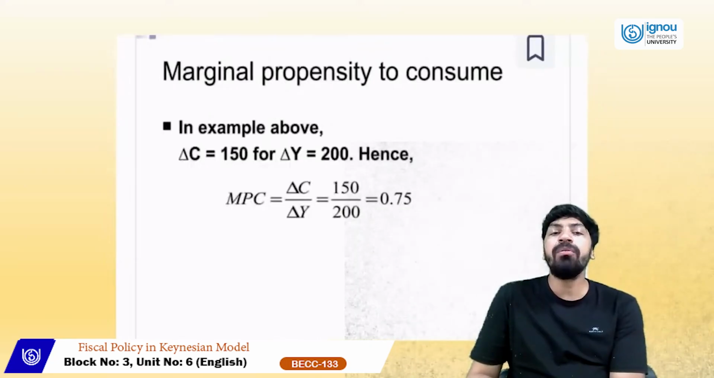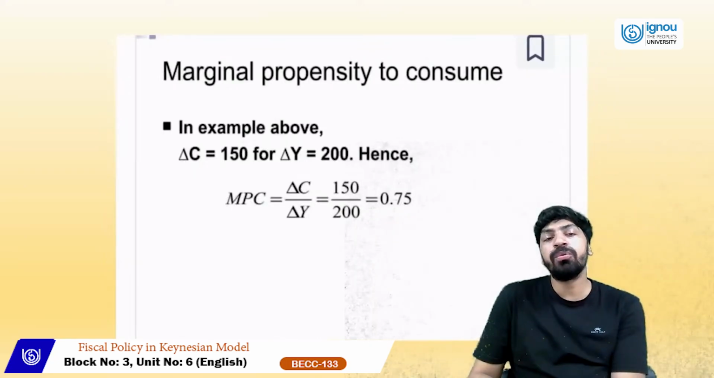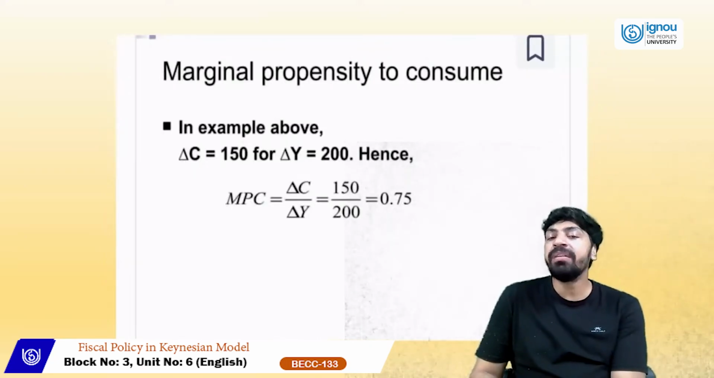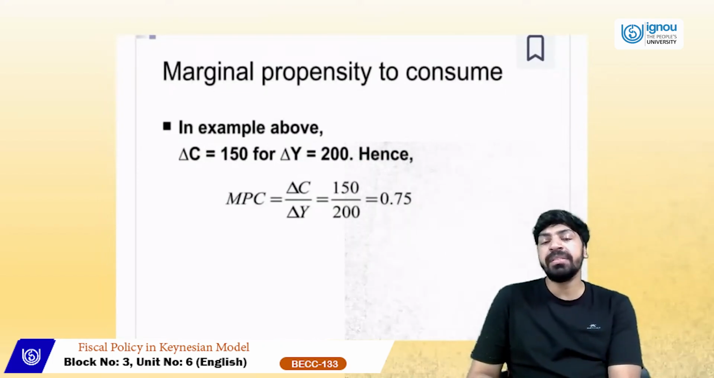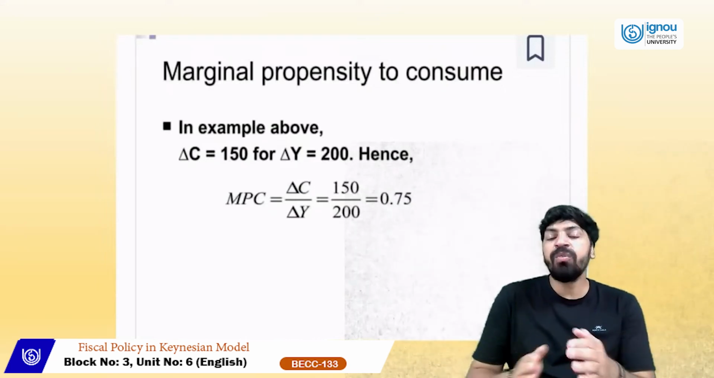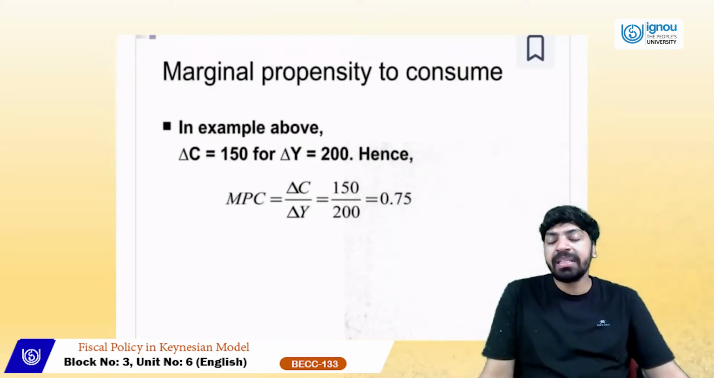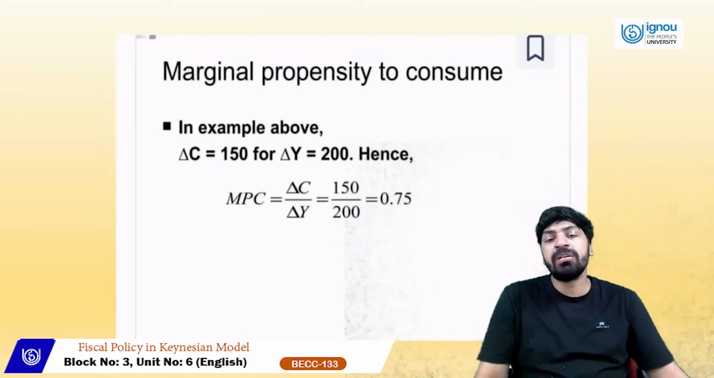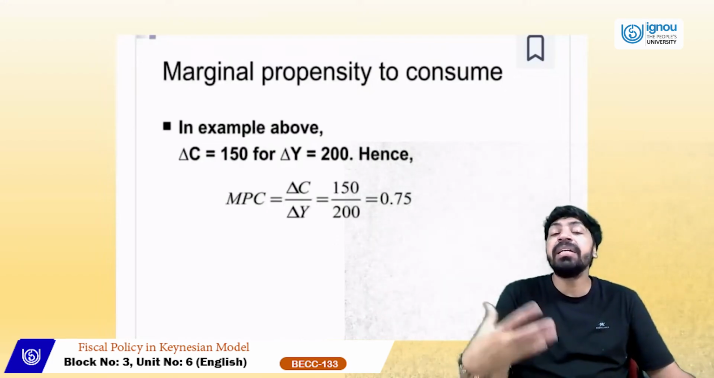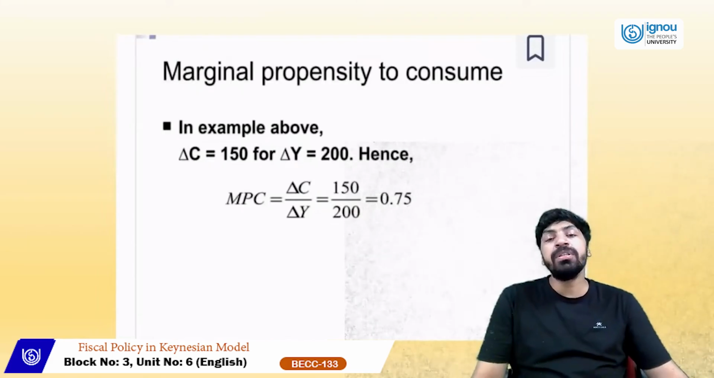So this is how, as the example shows, delta C becomes 150 and delta Y is 200. So ultimately what would be the value? It's 0.75, whatever values have been taken from the tabular representation, the earlier table of the consumption schedule.